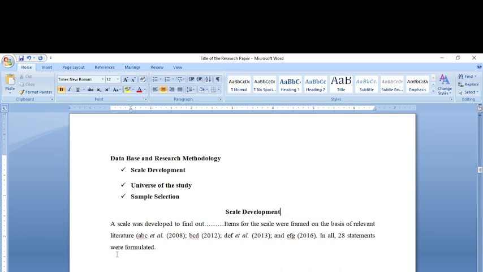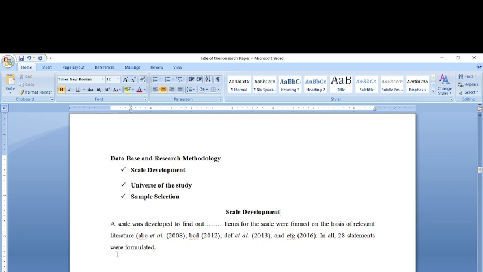So scale development. In scale development, what we do is, a scale was developed to find out the objective of the study. So for example, I want to develop a scale in order to know why did women suffer more than men during COVID-19. So in order to develop the scale, I would read certain studies and I would develop the scale on the basis of relevant review of literature. And I would quote, a scale was developed to find out why did women suffer more in COVID as compared to men, or I would say the gender differences in suffering for men and women in COVID-19.